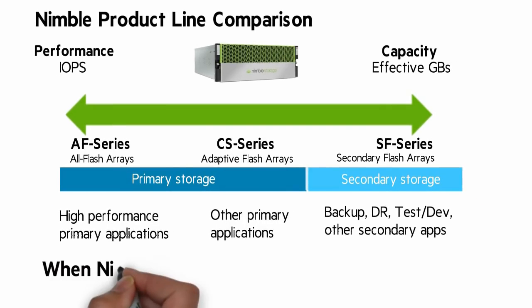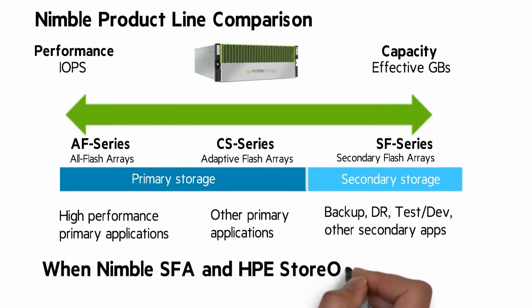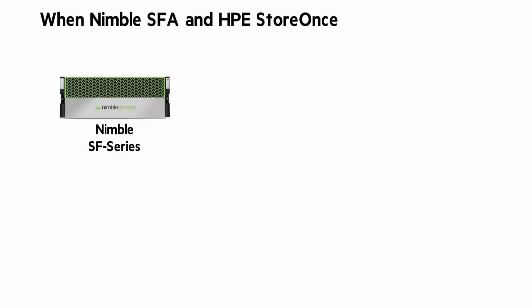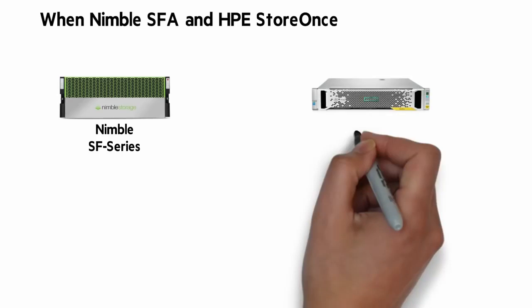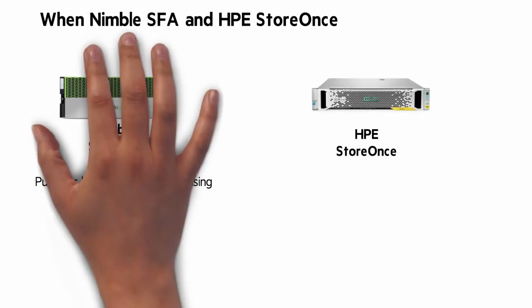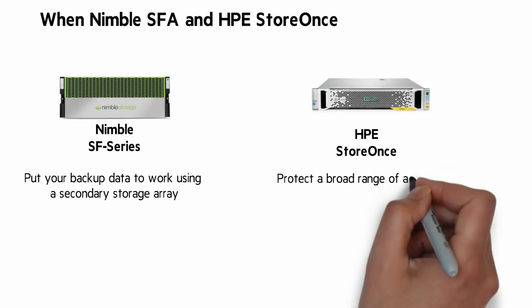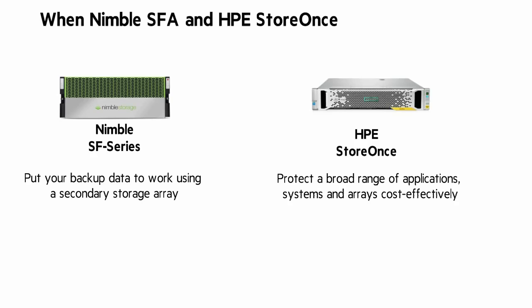If you've been watching my Chalk Talks or know HPE storage, you're probably asking yourself, when would you use the Nimble SFA compared to the HPE StoreOnce backup system? The SFA is for Veeam backup customers using any primary storage array who want to run real workloads on secondary data, such as dev test, QA, analytics, and more. StoreOnce is cost and performance optimized for data protection ingest and recovery, and has extensive ISV application support to consolidate backup from multiple sources.